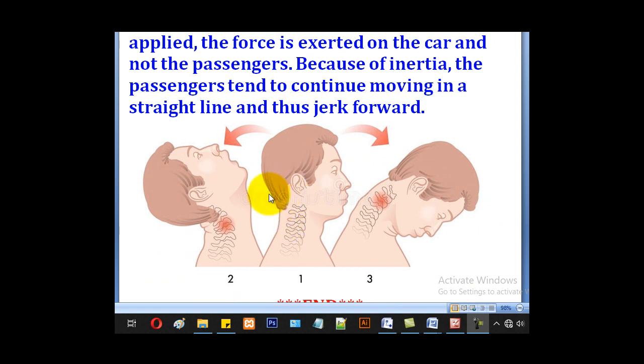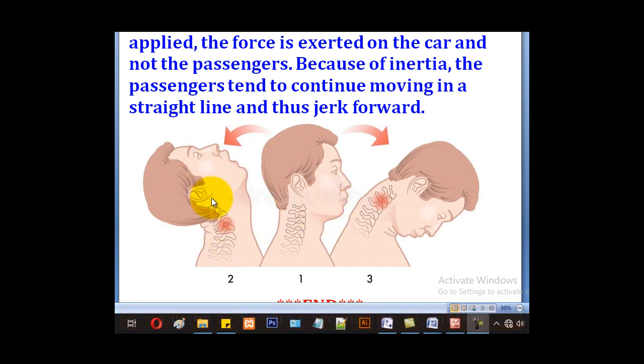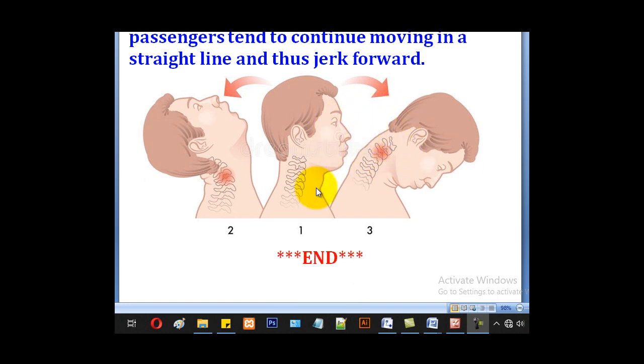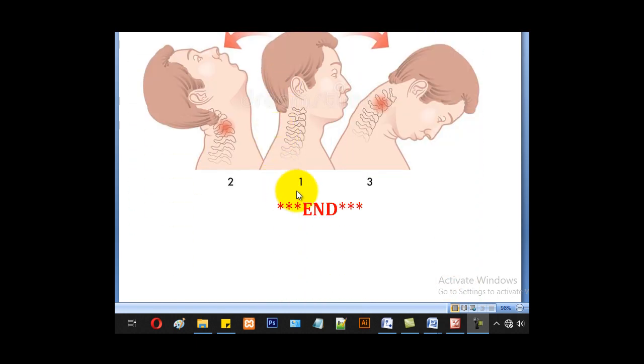So through that we can know that suddenly applying brakes or suddenly starting a car is disadvantageous. As you can see in the figure below, the spinal cord will be damaged by both cases. Here, when they jerk backwards, the spinal cord is damaged. When they jerk forward, the spinal cord is also damaged. So drivers should endeavor not to start the car suddenly or stop suddenly.